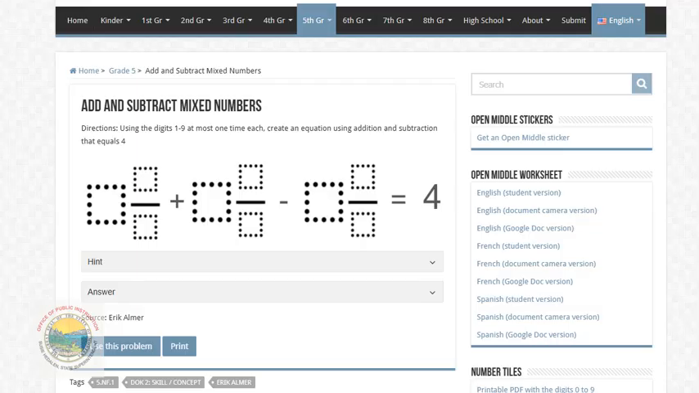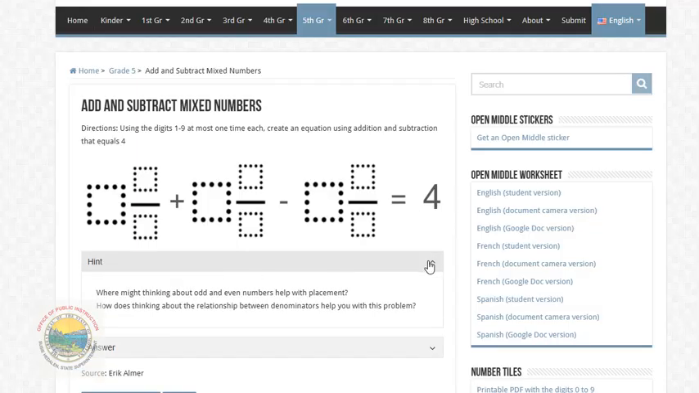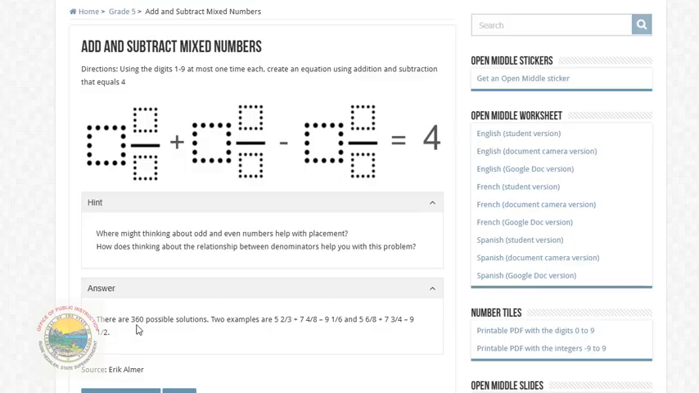Another component of this that you'll notice is that they always give a hint and they always give an answer. In this case, there are actually 360 possible solutions. So there's no shortage of responses that your students could come up with, which actually makes this really engaging for them, because you as the teacher actually don't know if the answer that they came up with is going to work. Which puts the onus on the student to do and engage in that verification process.